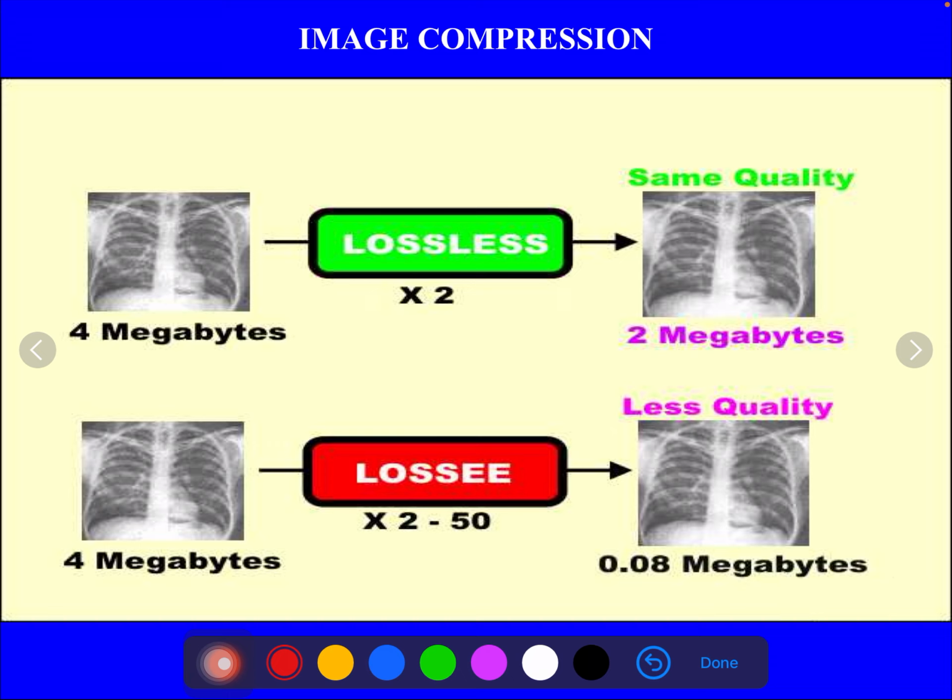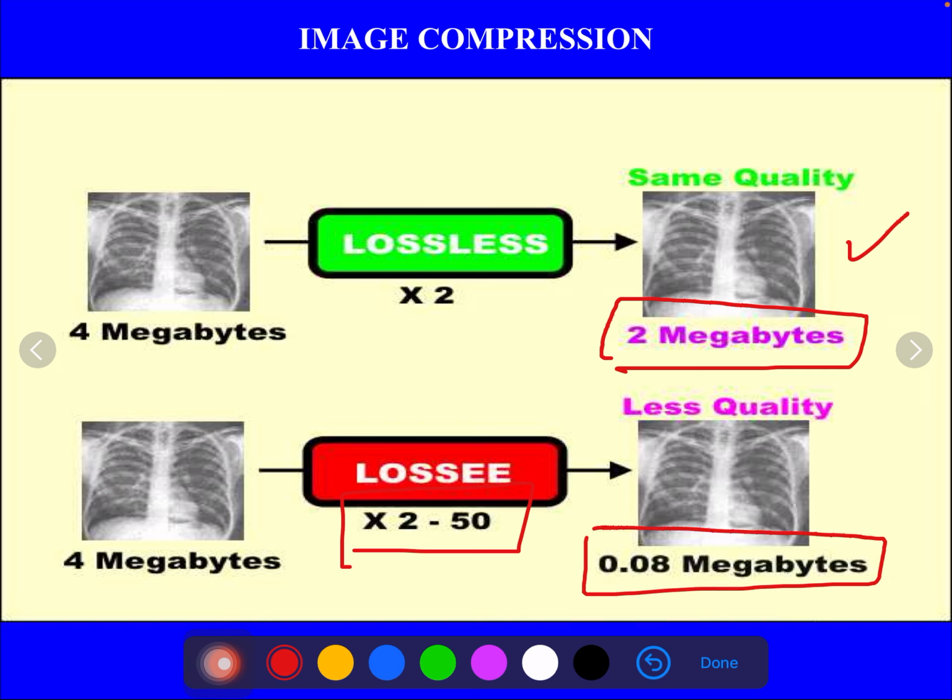So look at that. Lossless will keep the quality. It will not lose any information. It will retain the 2 megabytes. So image quality is more clear. Whereas with the lossy method, you lose some information in order to reduce the space, which occupies only 0.08 megabytes, but clarity goes down.